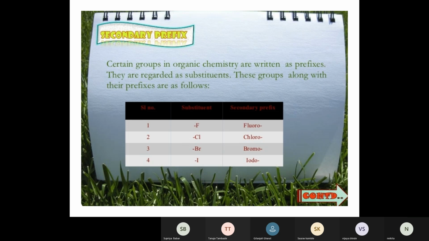So for the fluorine, you have to remember this. For the fluorine we use the prefix fluoro. For the chlorine we use the prefix chloro. For the bromine it is bromo. And for the iodine it is iodo.